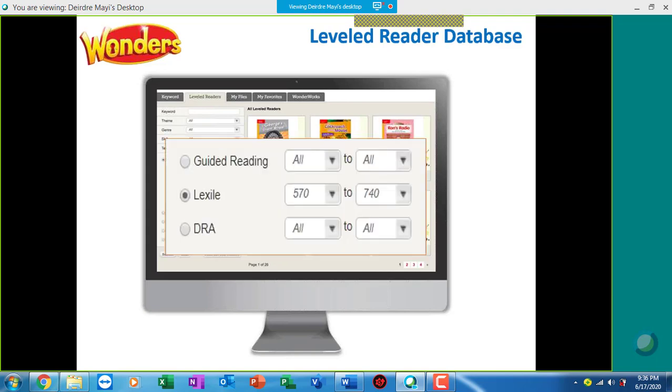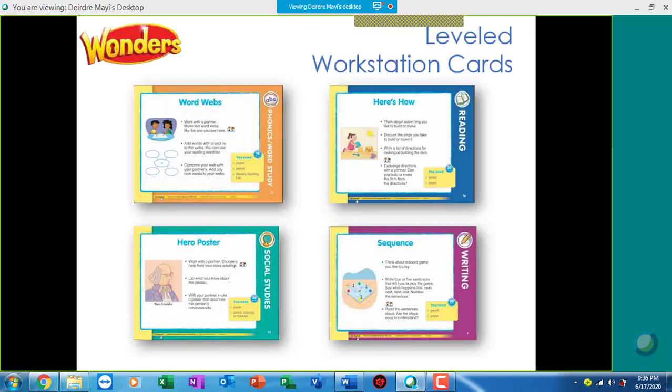Okay, so you're sitting there and you're wondering, well, there's a lot of great support for teacher-led small group. What are my other students supposed to be doing while I'm engaging in my teacher-led small group? Well, you have a couple of options. First of all, you've got leveled workstation cards. These are provided to you for every single week. You have one for reading, one for writing, one for social studies or science, depending on what the focus is, and one for phonics. I think I didn't say phonics yet.